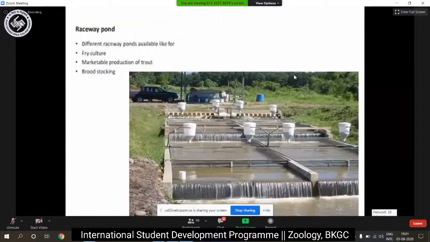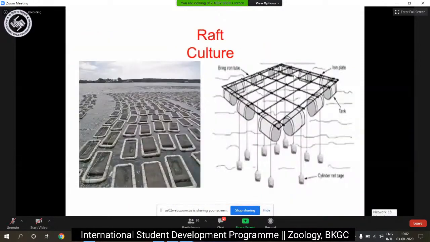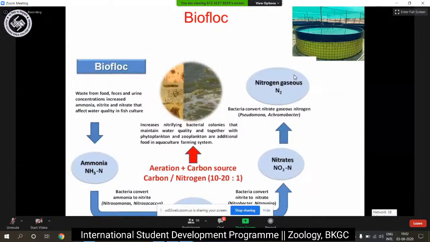We can think of different other techniques which are intensive, but in terms of manpower, it's limited. We don't need a huge manpower for this. The setup cost would definitely be high, but once that has been set up, we can use raceway culture, this type of cage culture system. All these new developments can be there. The raft culture. And for entrepreneurship, there's a development of the biofloc culture system, where the waste from food and fishes, and the urine, are increasing the ammonia level within a tank.